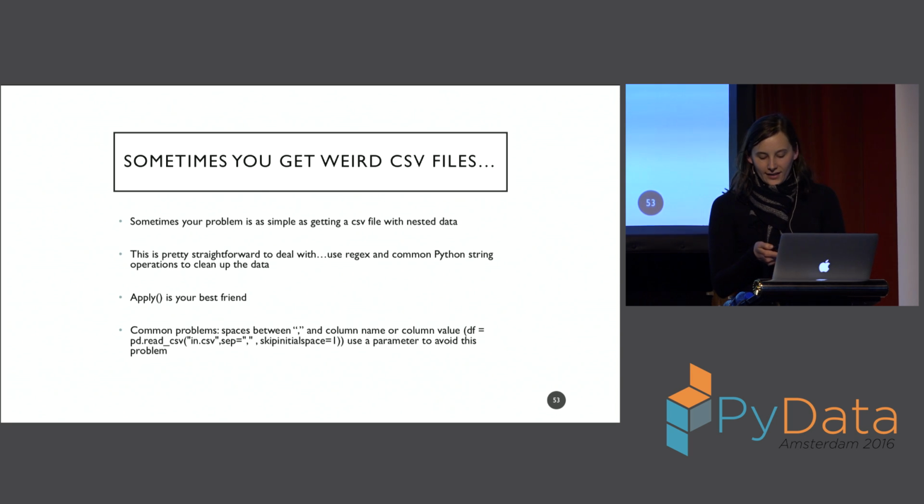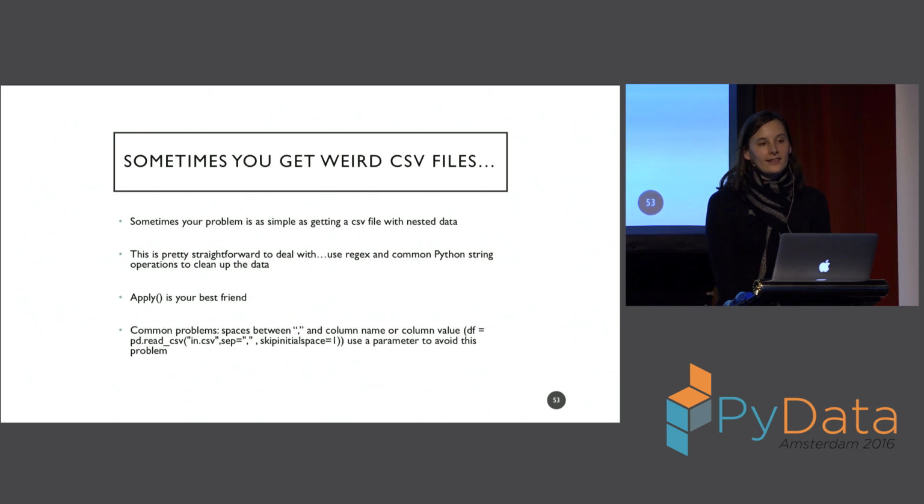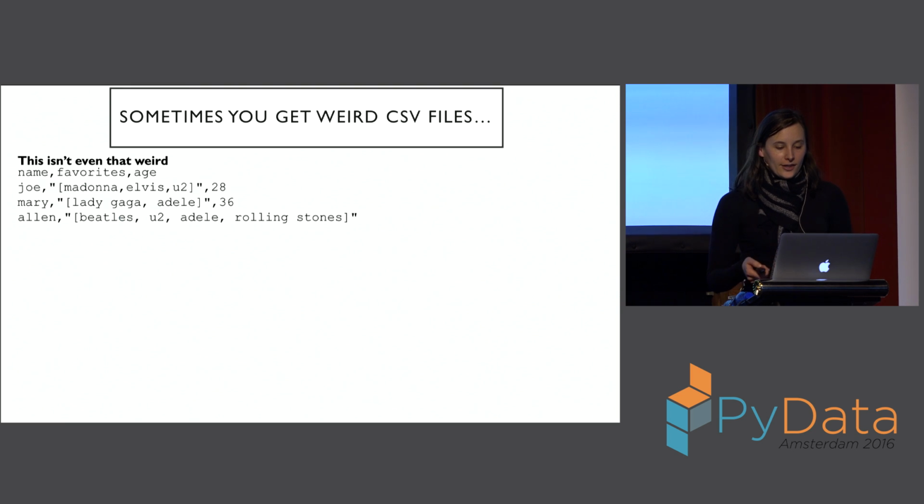Apply is your best friend, and then a couple of common problems are things like just having a space where you shouldn't. So read CSV has about 20 parameters. I can promise you whatever problem you are encountering, one of those parameters takes care of it. So just like JSON normalize is amazing, so is read CSV.